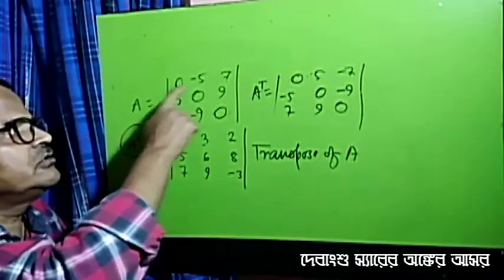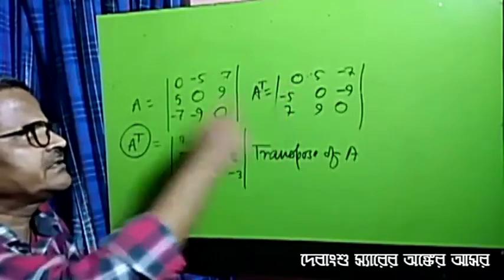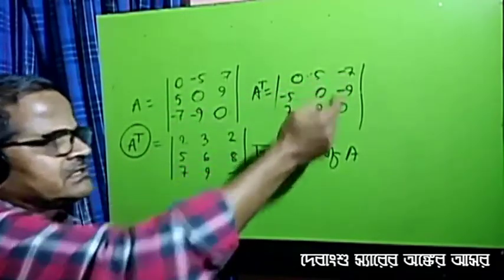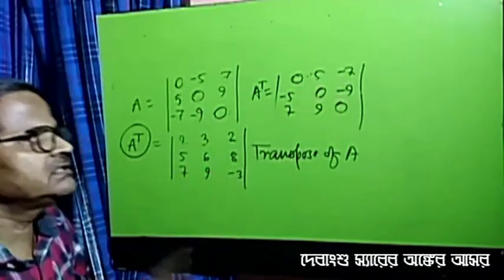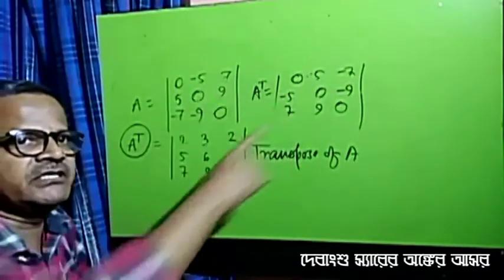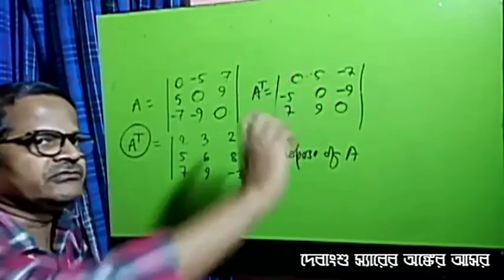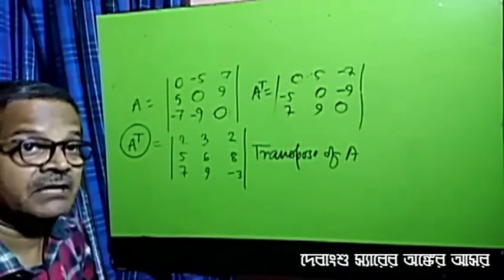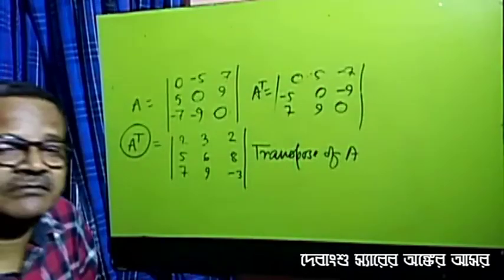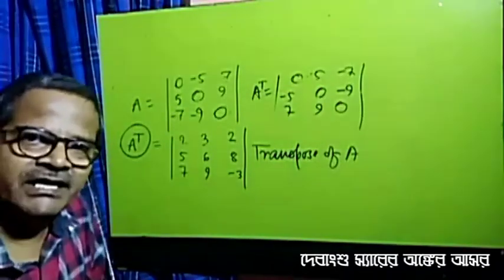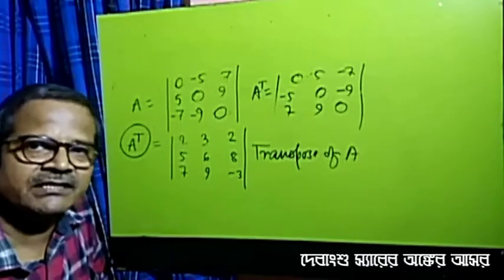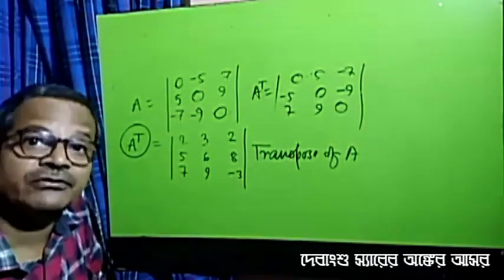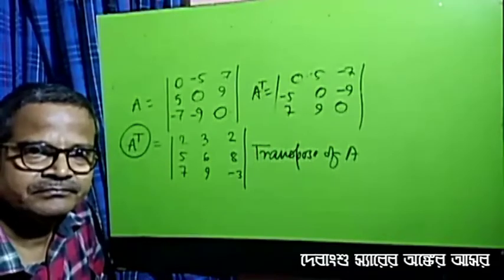See, first row 0 minus 5 7, then 5 0 minus 9, then minus 7 9 0. Now see, they have changed. These two determinants changed, but still it is skew symmetric. But in case of a symmetric determinant, A and A transpose are equal in all sense, equal in all arrangements. Clear?